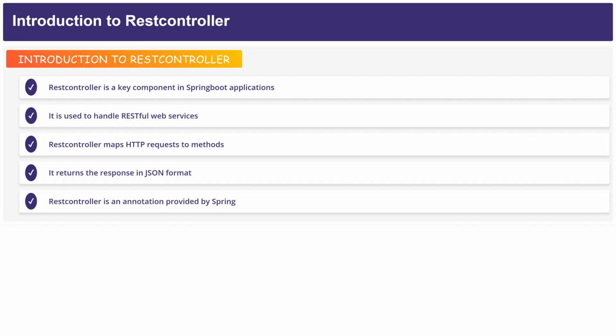In this segment, we will introduce the concept of RestController. Let's talk about the introduction to RestController. RestController is a key component in Spring Boot applications. It is used to handle RESTful web services. RestController maps HTTP requests to methods and returns the response in JSON format. It is an annotation provided by Spring.